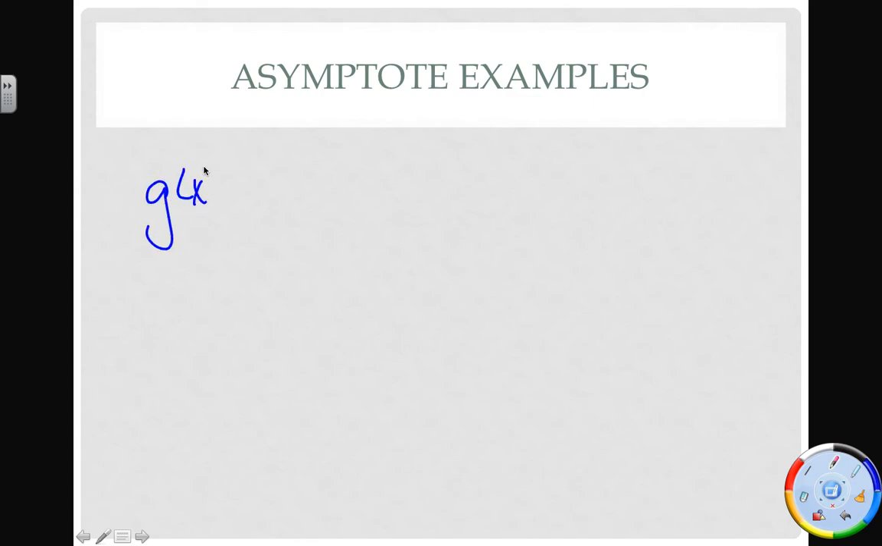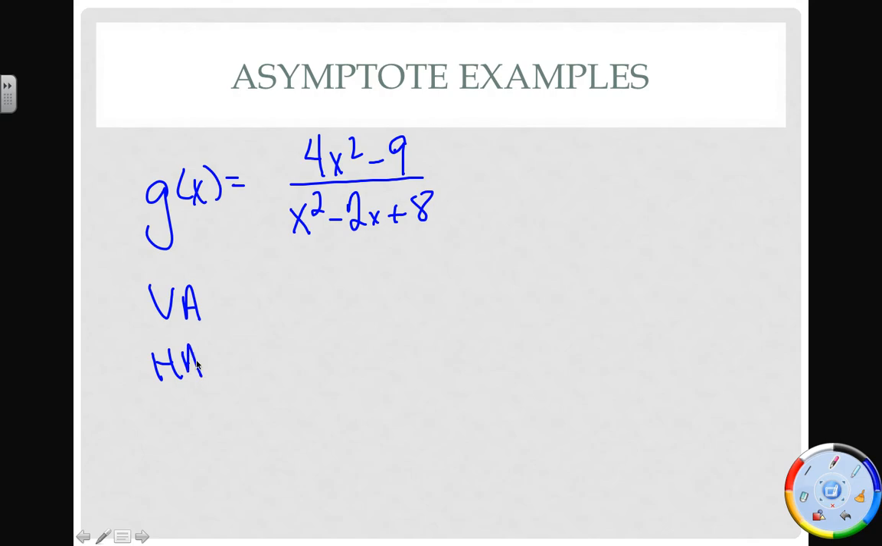Let's go with g of x is equal to 4x squared minus 9 over x squared minus 2x plus 8. All right, so vertical asymptotes, horizontal asymptotes. I'm going to add something else in here. I'm going to add, hey, where are my zeros? This you might want to make a note of here in just a second. All right, so my vertical asymptotes, my horizontal asymptotes.